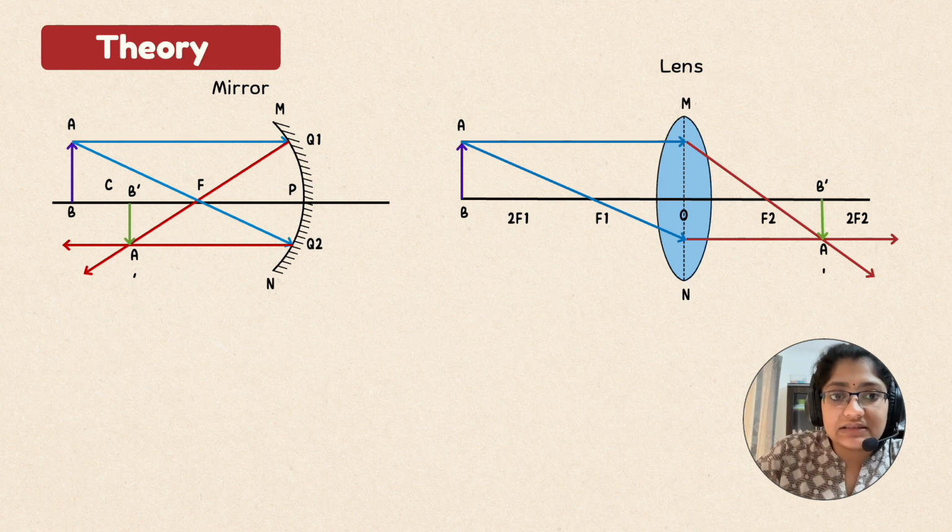Here we'll be practicing the ray diagrams for a mirror and the lens simultaneously as the process remains the same for both. We'll be practicing for the case where the object is placed beyond C in case of a concave mirror, and the object is placed beyond the 2F1 point for a convex lens.